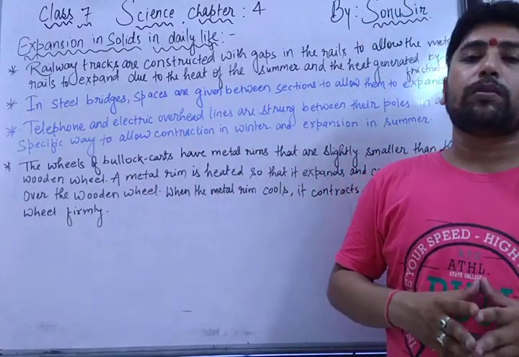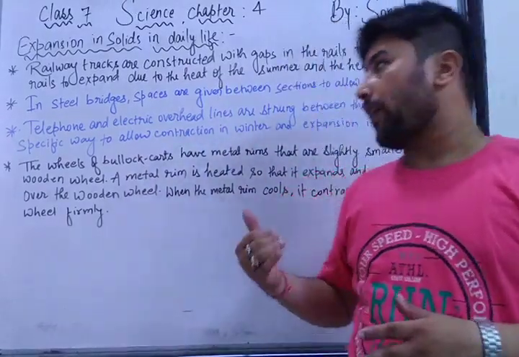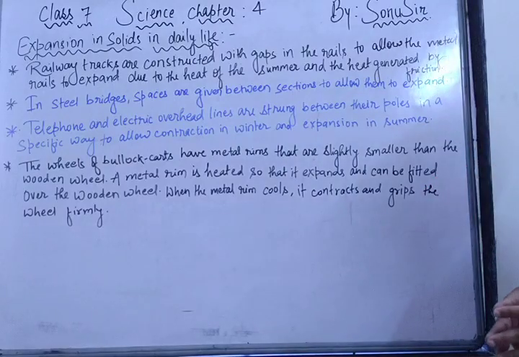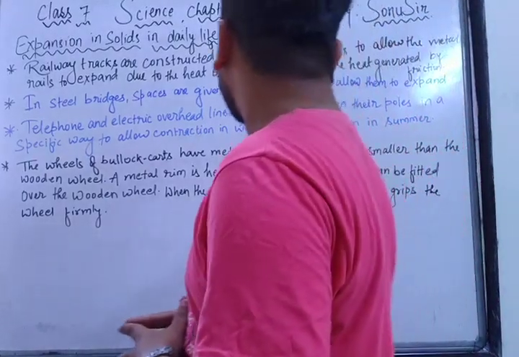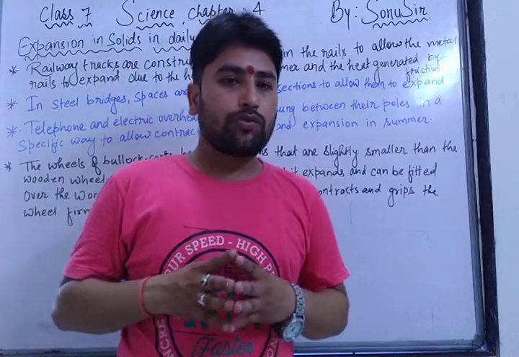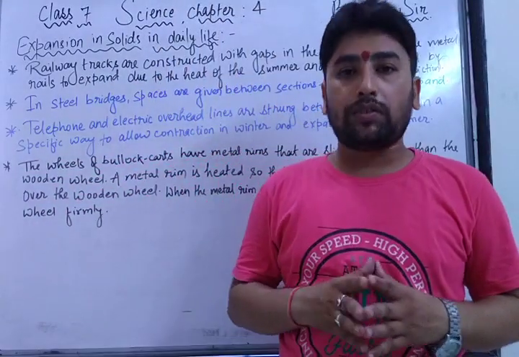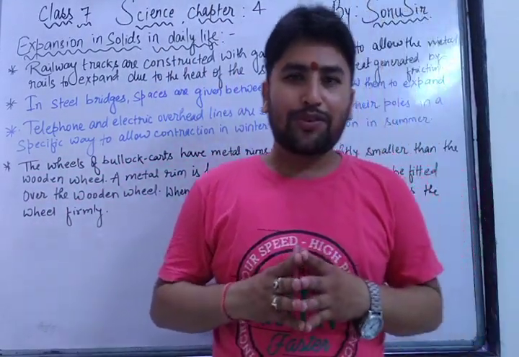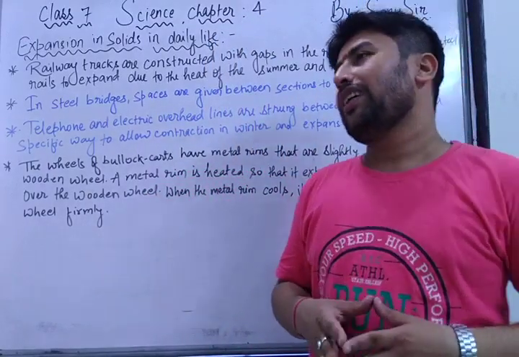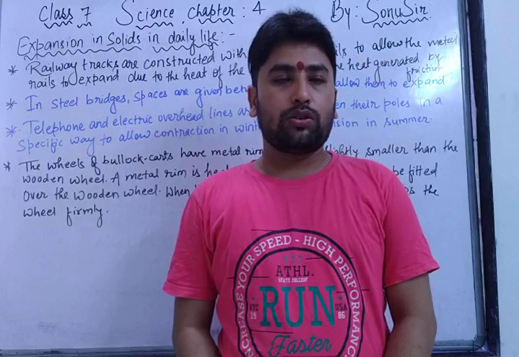The first point of this topic is: railway tracks are constructed with gaps in the rails to allow the metal rails to expand due to the heat of the summer and the heat generated by the friction. How many of you have ever visited a railway station? I hope all of you have visited. Now you can't because right now it's a lockdown, and in the lockdown we should not go out.